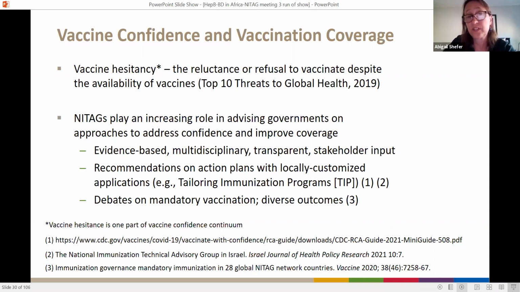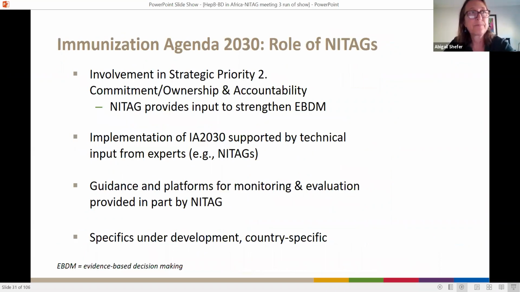And these include such things as, you've probably heard about this, Tailoring Immunization Programs, or TIP. And this is like a toolkit for understanding reasons for poor vaccination, poor confidence and lower uptake of vaccines, and then developing interventions. NITAGs have also debated the issues on mandatory vaccination and made recommendations for or against these requirements. And there have been very diverse outcomes for countries on this. Some countries do have requirements, some don't. And there are just some resources at the bottom. So this is a really important issue and one that NITAGs have become somewhat involved in. So next slide.